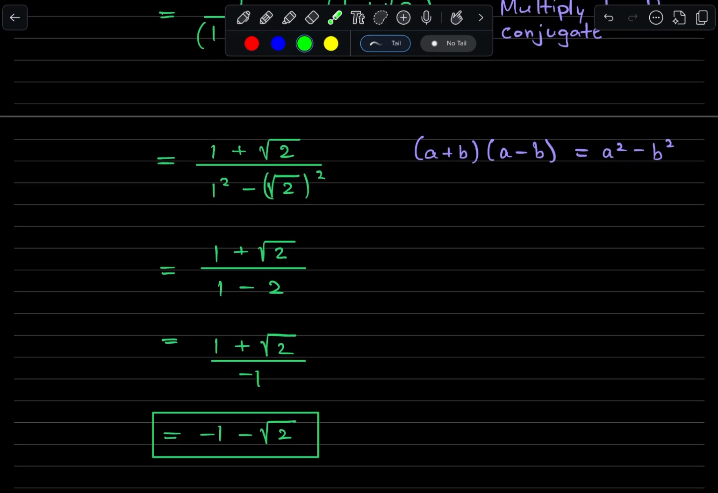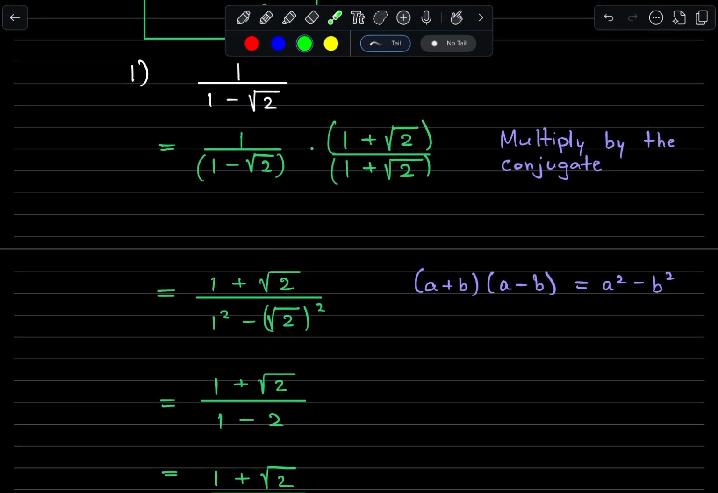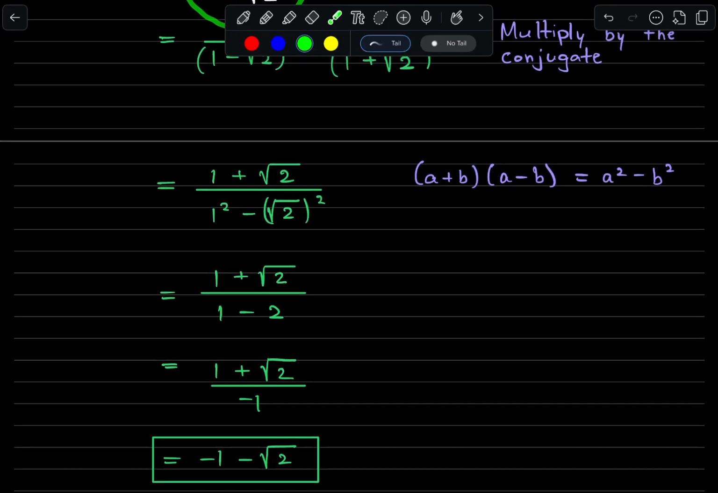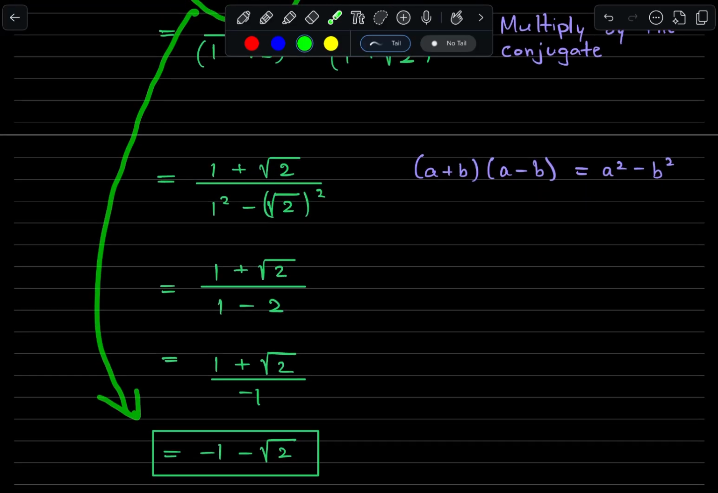Okay, so this is the process of rationalizing a denominator. In fact, we've eliminated the denominator entirely. We've got something that's a lot easier to work with.